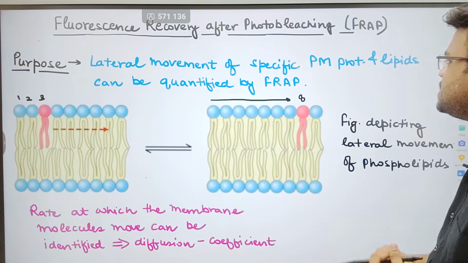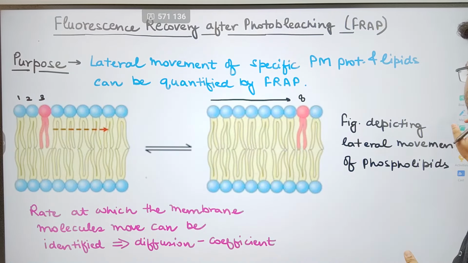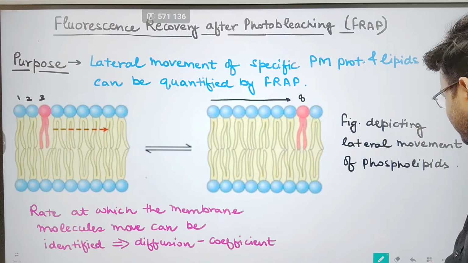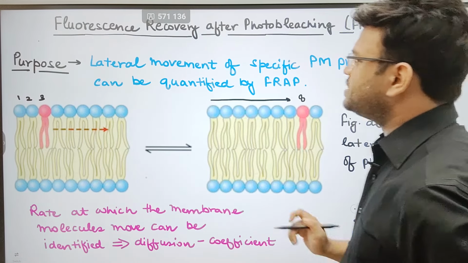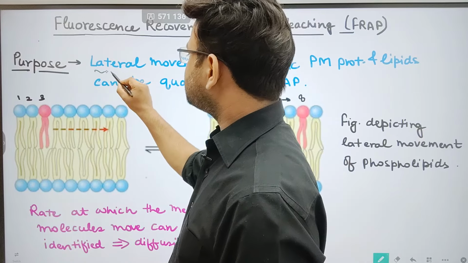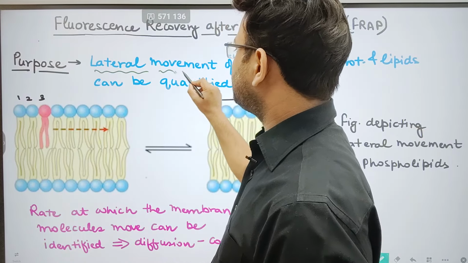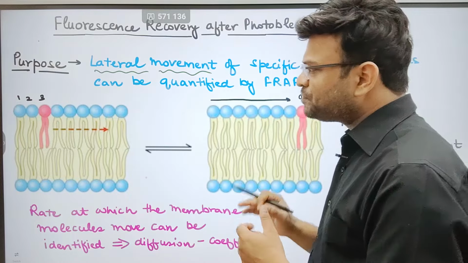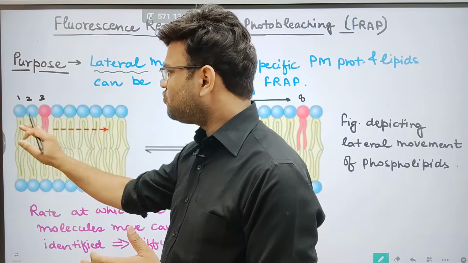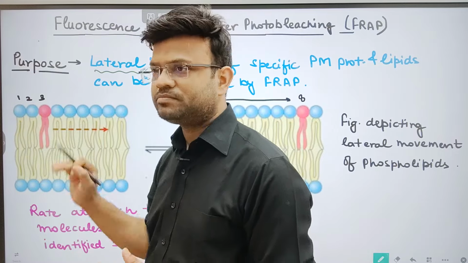So what is the purpose of this technique? Lateral movement of specific plasma membrane proteins and lipids can be quantified by FRAP. Now let us understand this one by one. What I want you to understand is lateral movement. Now this is a word that might be new to you. Lateral movement, what does this lateral movement mean? Lateral movement means movement in the same leaflet.